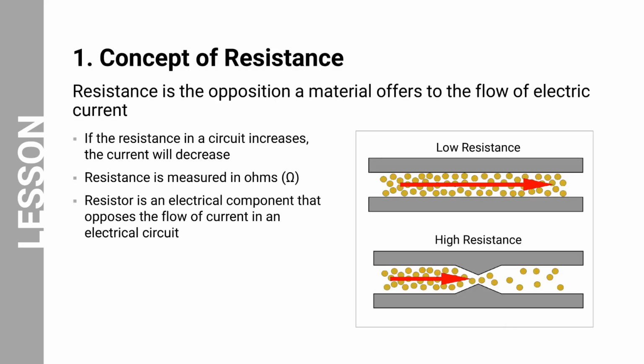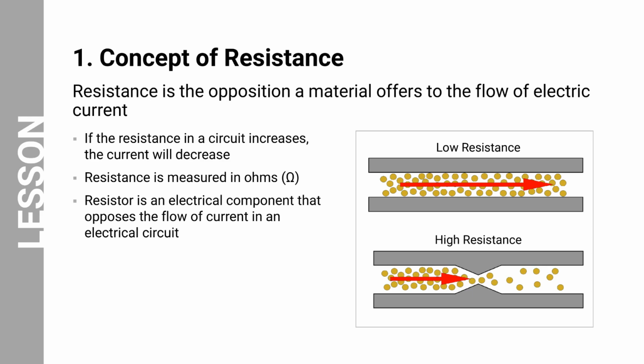Resistance is the opposition a material offers to the flow of electric current. It's like friction in electricity, making it harder for electrons to move freely. Resistance can be compared to the width of a pipe. As depicted in the image, a pipe with a large diameter will have low resistance compared to a pipe with a small diameter, which has a high resistance.